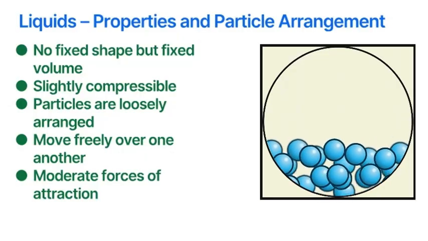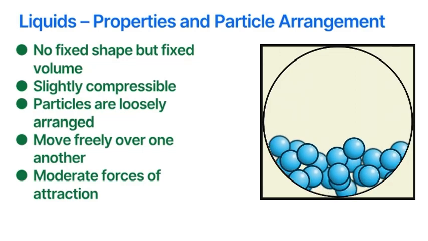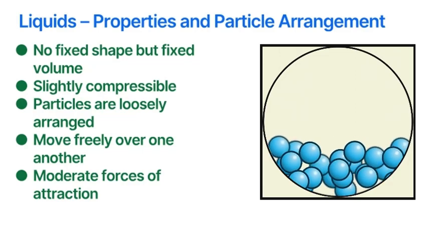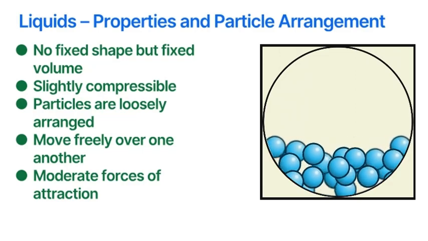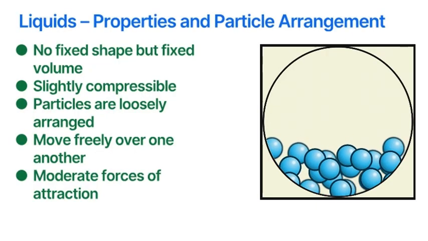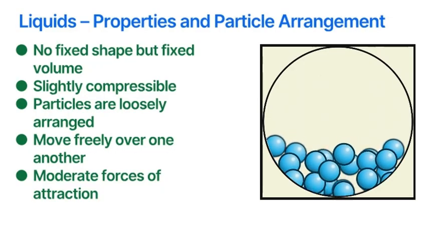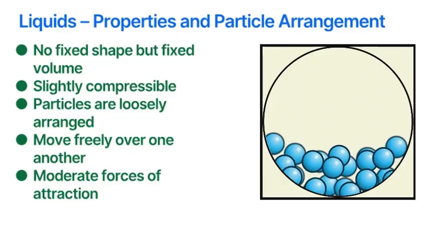The particles in a liquid are not arranged in a fixed pattern. They are close together but can move around each other freely, allowing the liquid to flow. The forces of attraction in a liquid are weaker than in a solid but still strong enough to keep the particles in contact. This gives liquids the ability to flow while maintaining a fixed volume.